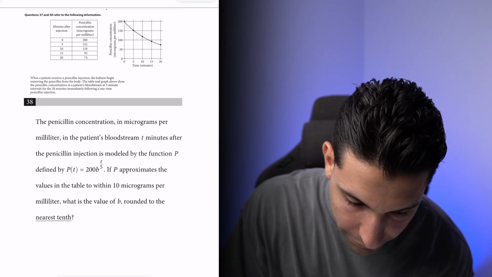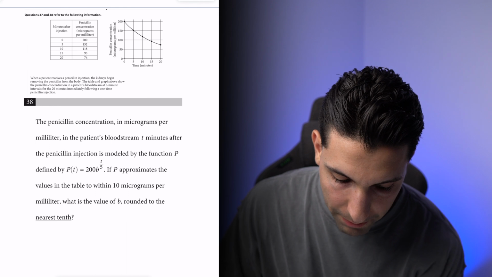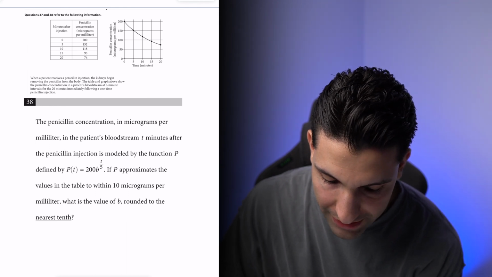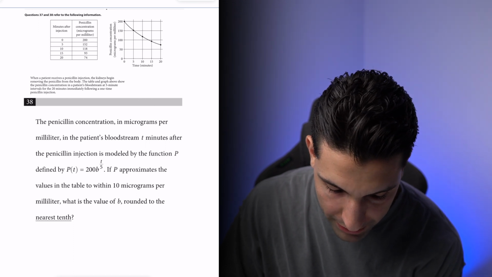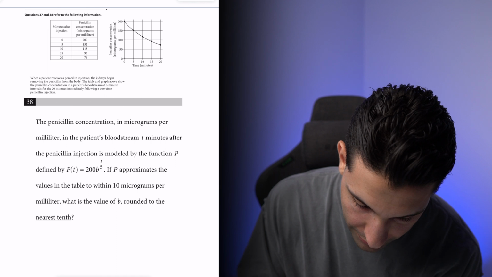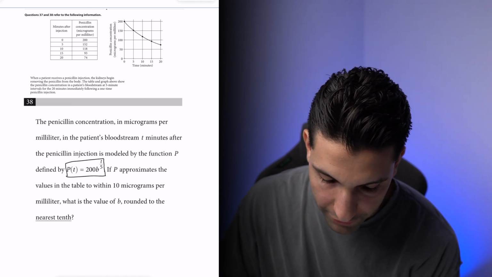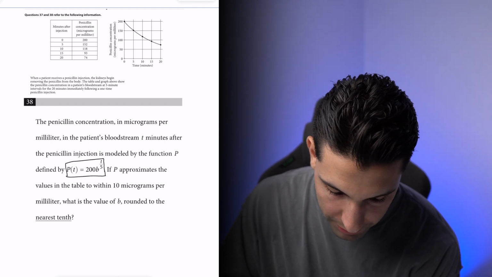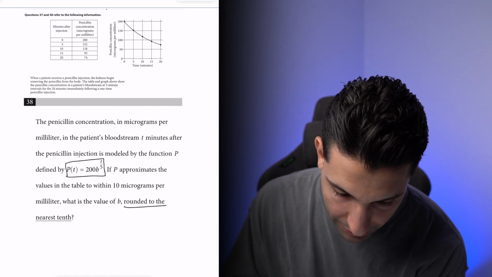Problem number 3. We see a graph above plus a little chart to the left of that. The penicillin concentration in micrograms per milliliter in the patient's bloodstream t minutes after the penicillin injection is modeled by the function p, defined by p of t equals 200 b to the t over 5. If p approximates the values in the table to within 10 micrograms per milliliter, what is the value of b rounded to the nearest tenth?